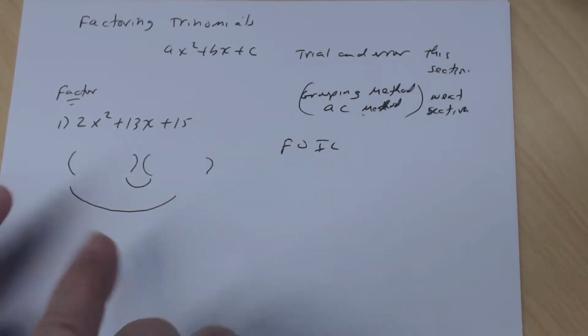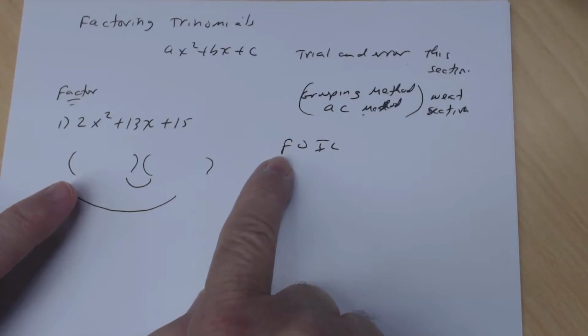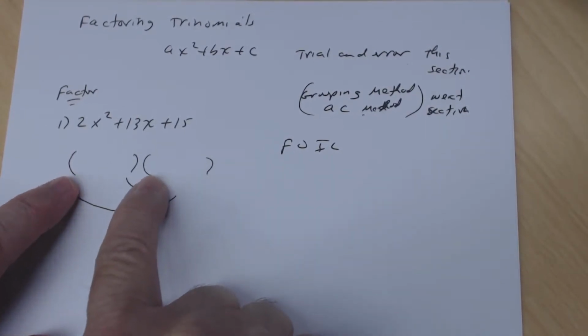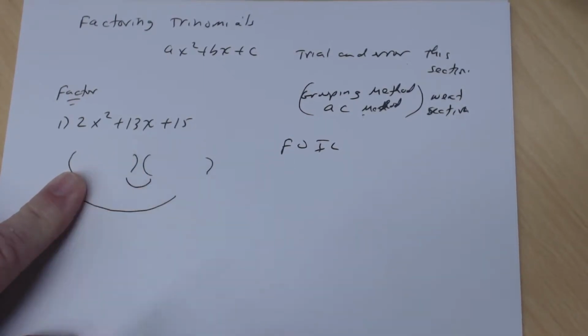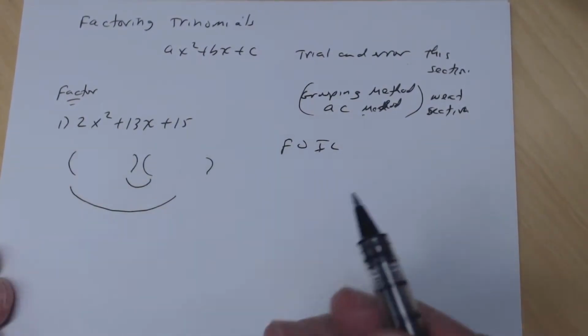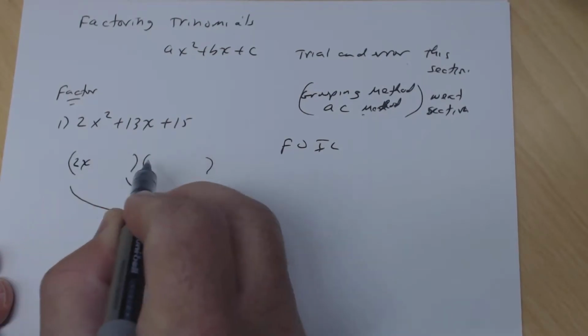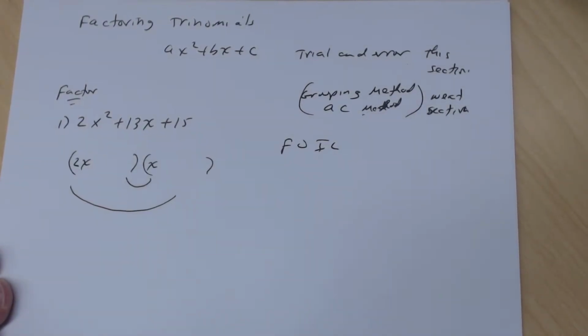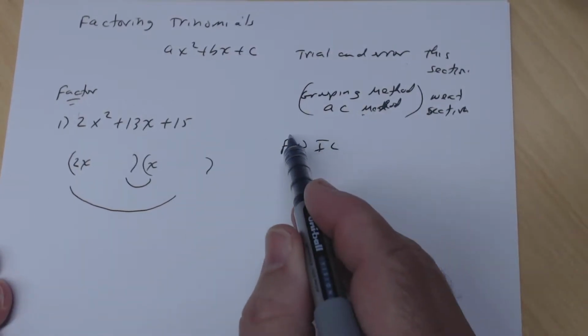Just like the last section, you look at the F, the first terms of each binomial. What two factors multiplied together will give us 2x squared? That one's easy because 2 is prime, so we're just going to say 2x and x. Since 2 is prime, you only have one possibility. The factors of a prime number are 1 and itself. Always remember that. So that takes care of the F.